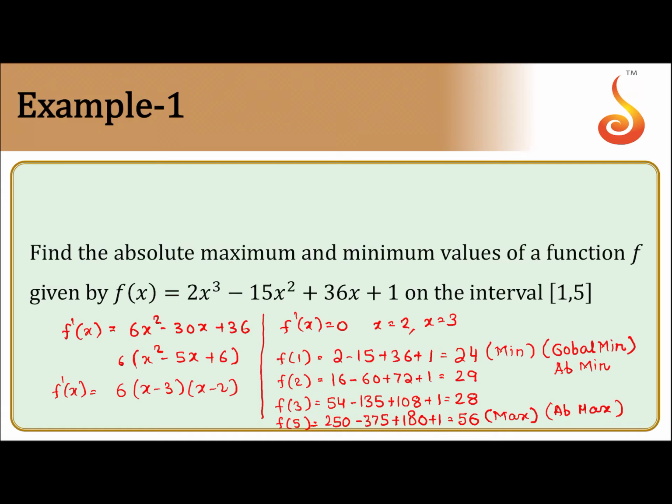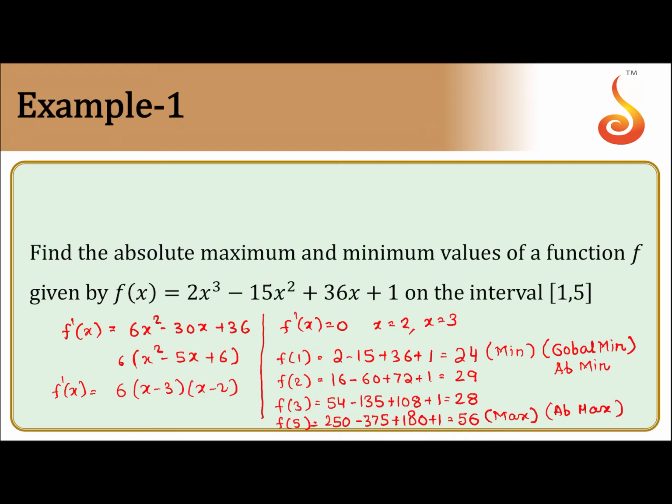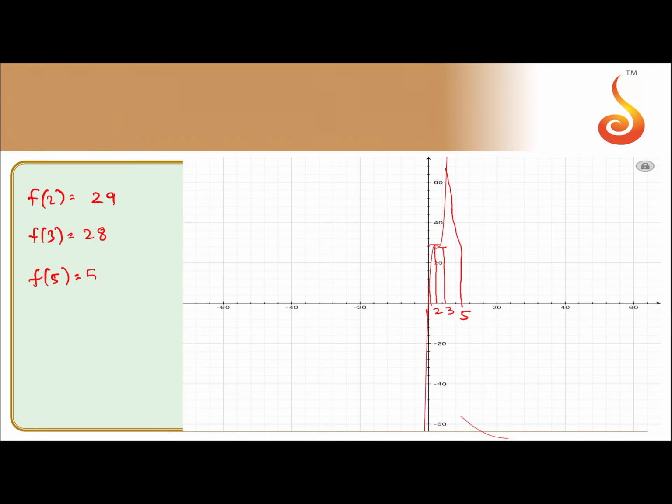f(2) is equal to 29, f(3) is equal to 28. You can observe it, and f(5) comes out to be 56, and f(1) was 24.